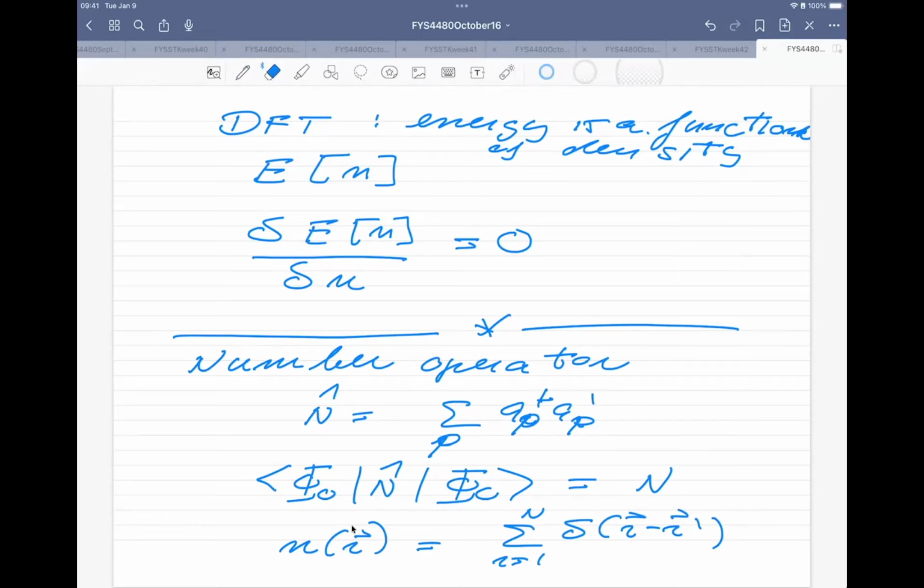No, it's not a P prime actually. This is just something which was left over. So it's not a P prime. Sorry. And this is actually going to be a sum over Ri here.